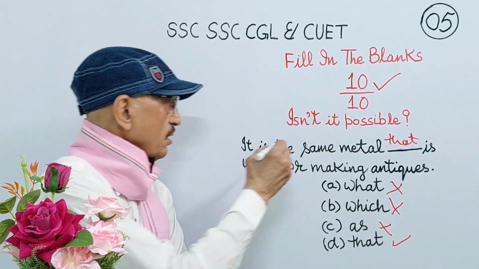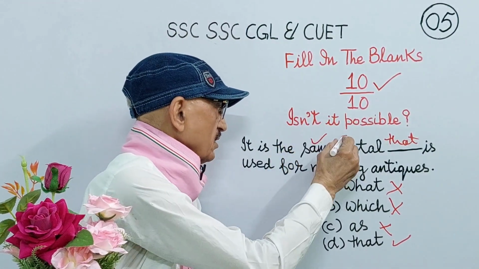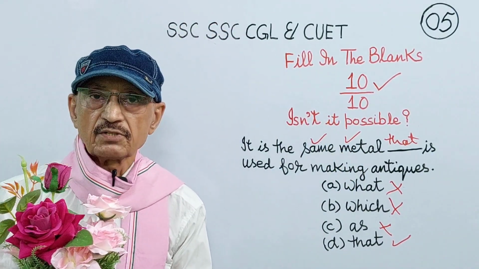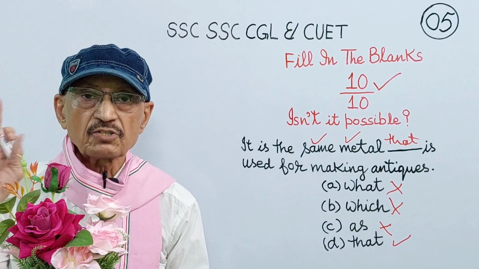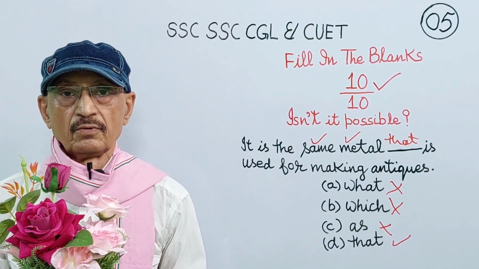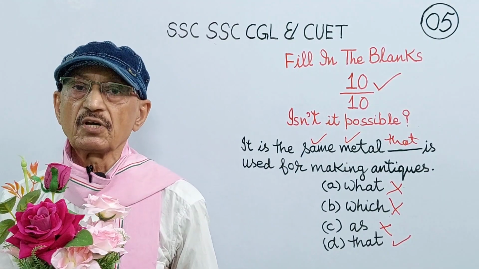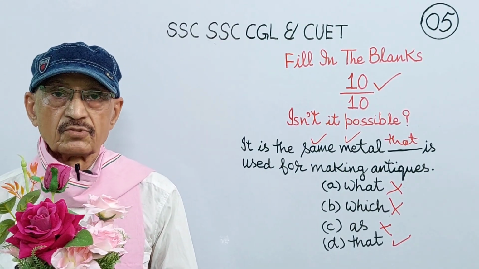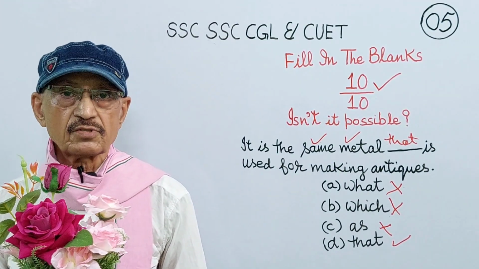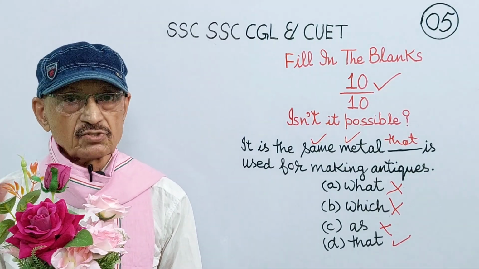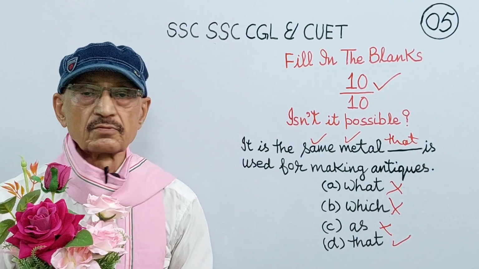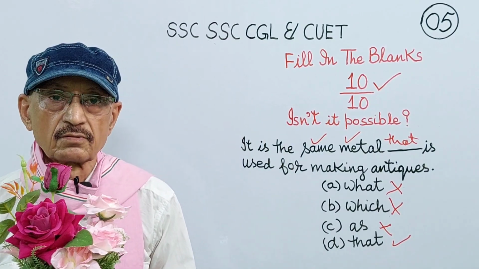Here same is adjective, metal is noun. In the previous sentence, same was functioning as a pronoun. In this sentence, same is working as an adjective. So in the previous sentence we used as as a relative pronoun, but here as will be a wrong answer.